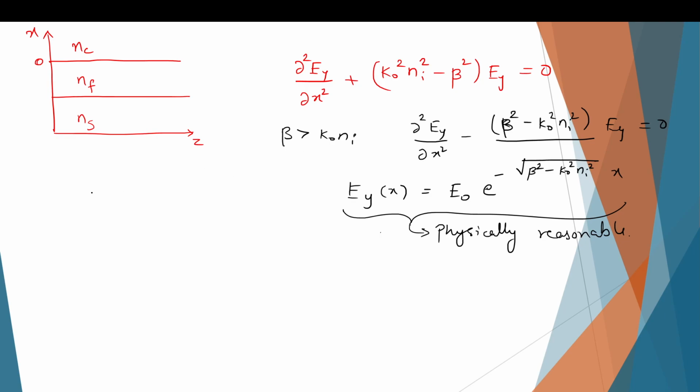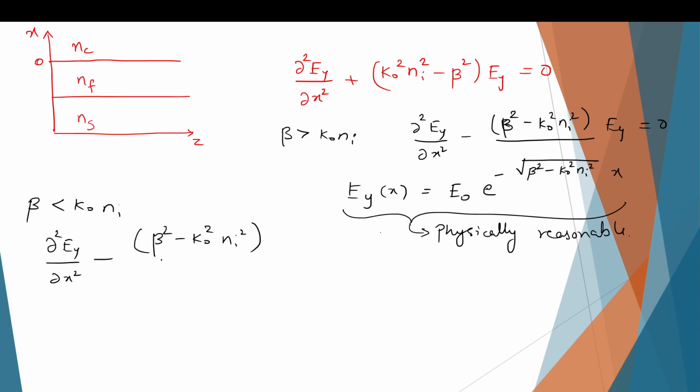Similar thing we can do for the case of beta less than k naught ni. Again, we'll try to write it in this form, with dou square Ey by dou x square minus something times Ey equal to 0, and then we can use this solution for it. So let's try doing it. Dou square Ey by dou x square. This time, this is already positive, but to write a solution in this form, I'll put a negative here. And then I'll make this as beta square minus k naught square ni square. However, now this quantity will be a negative quantity.